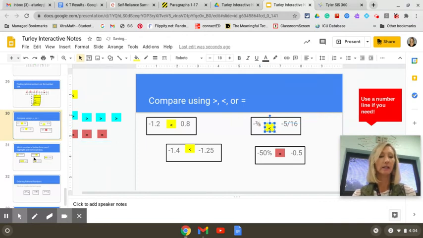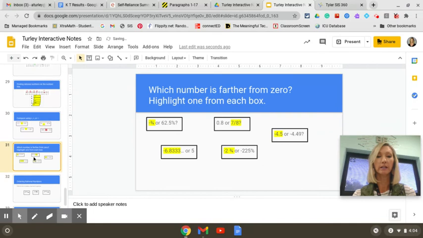Okay, our next slide, slide 31, I went ahead and highlighted them so I could talk about them. It says which number is further from 0. So we have negative 3/4 and 62.5%. If I take 3 divided by 4, I get negative 0.75. That's a decimal. So if I move it 2 times to the right, I get negative 75%. So a negative 75% is going to be further from 0 than a positive 62.5%.